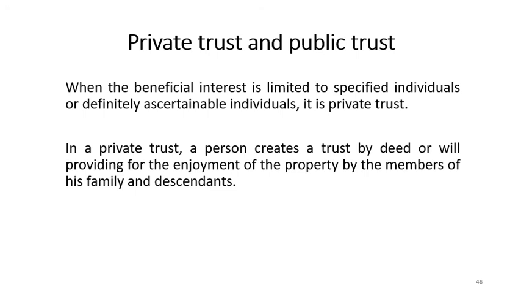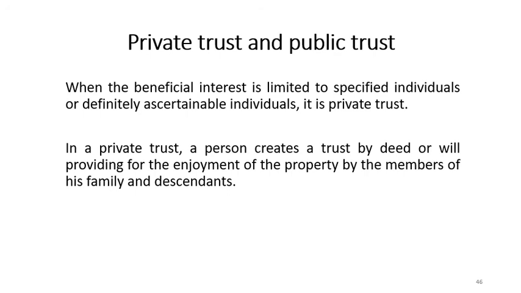When the beneficial interest is limited to a specified individual or definitely ascertainable individuals, it is a private trust. Suppose I create a trust for my relatives known as 1, 2, 3, 4. Sometimes I create a trust for my heirs. It is clearly mentioned: the specified individuals A, B, C are named. All the names are given, these are the individuals for whom I'm creating a trust. That's a private trust because you are able to identify the individuals by name. That is also a trust, but it is a private trust.